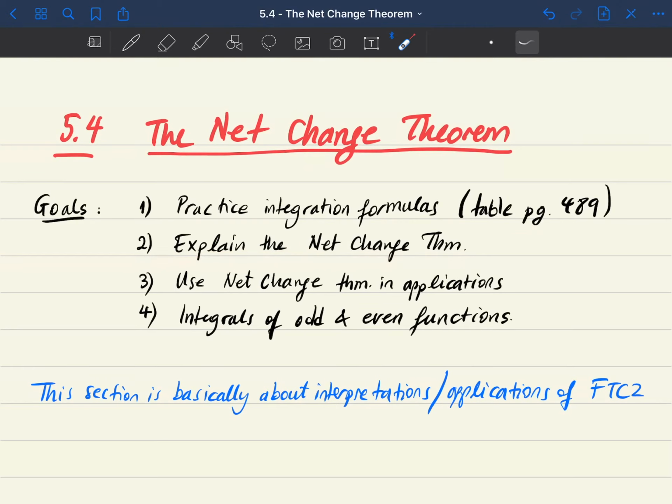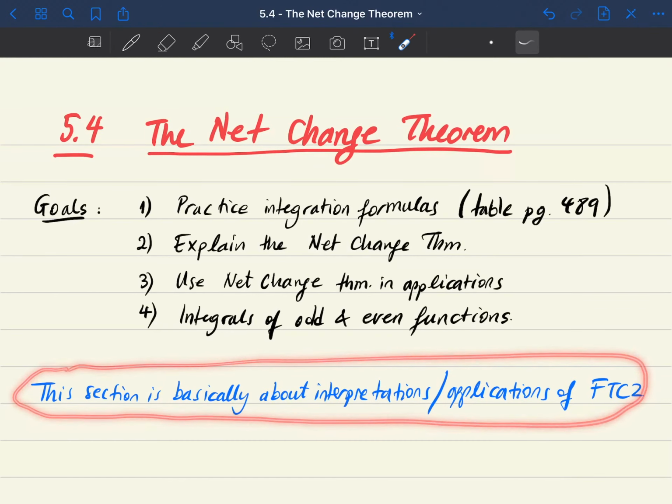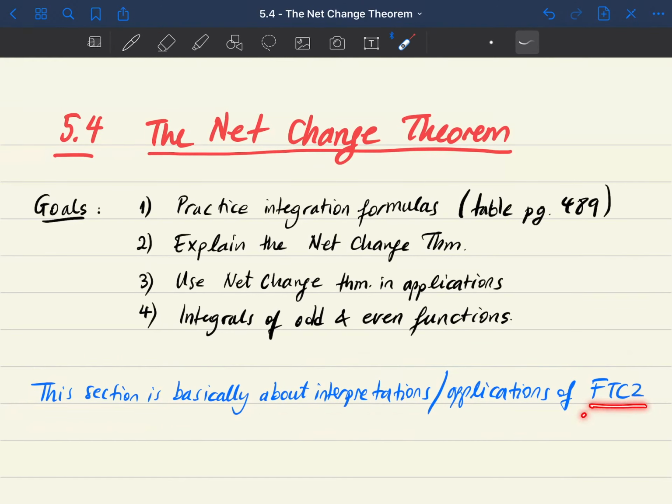And then later on we're going to use this net change theorem in applications. And later on at the very end we're going to talk about integrals of odd and even functions. Now, before I start saying something more about the net change theorem, let me remind you that this section is basically about interpretations and applications of FTC2. Okay, so FTC2 is basically what we need in this section.